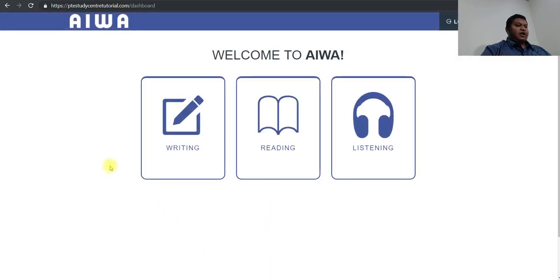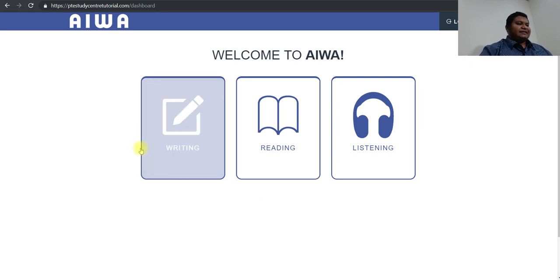There are three windows. There are three buttons that you can click on. One is for writing, where you will find essay writing, summarize written text, and summarize spoken text. In the reading section, you will find reorder paragraph. You will find multiple choice questions. Most importantly, you will find fill in the blanks reading and fill in the blanks reading and writing. In the listening section, you will find write from dictation. Now let's just try an essay at the moment.